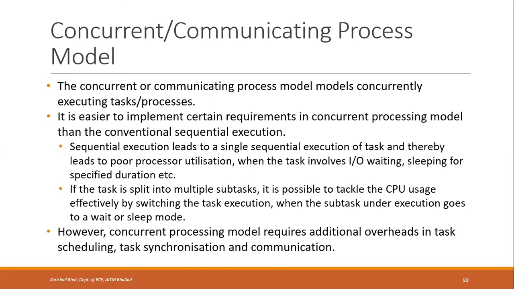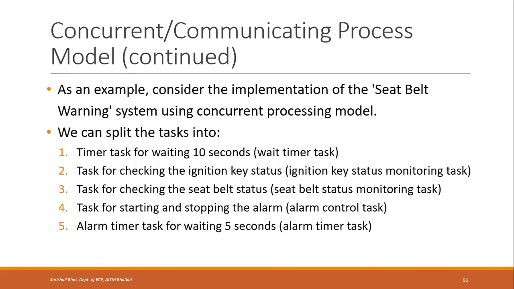We will take the example of the same automatic seat belt warning system, and we will see how we can implement that using the concurrent processing model. For that, we have to split the task into different subtasks. Our task is to monitor the seat belt and warn if the seat belt is not worn, right? So that is our task. We are splitting that into different subtasks.